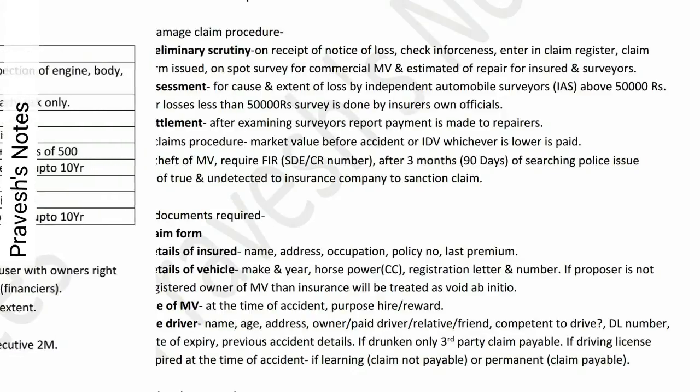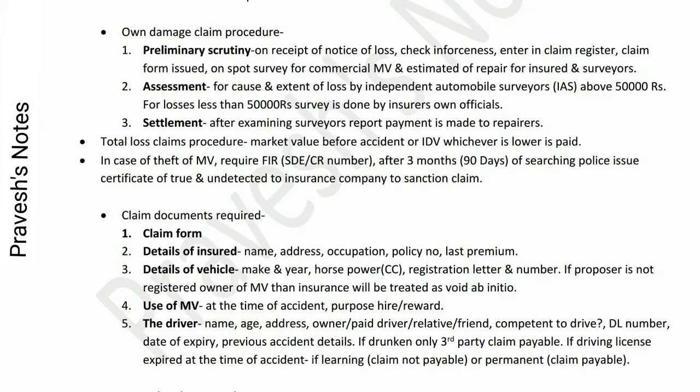Own damage claim procedure is as follows. First, preliminary scrutiny on receipt of notice of loss: check enforceness, enter in claim register, claim form issued, on-spot survey for commercial motor vehicle and estimate of repair for insured and surveyors. Second, assessment of cause and extent of loss by Independent Automobile Surveyors, IAS, above 50,000 rupees. For losses less than 50,000 rupees, survey is done by the insurer's own officials.